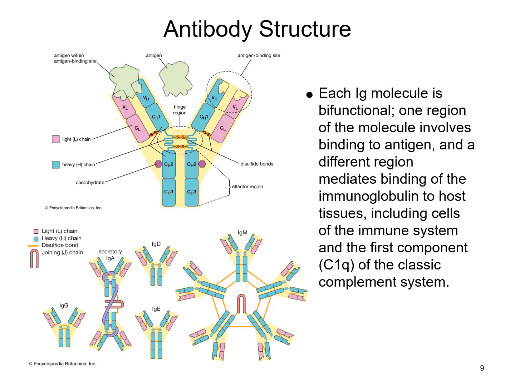So now let's discuss a little bit about the antibody structure. Antibodies exhibit diversity among the different classes, which suggests that they perform different functions in addition to their primary function of antigen binding. Essentially, each immunoglobulin molecule is bifunctional. So you have one region of the molecule that binds to the antigen, and a different region that mediates binding of the immunoglobulin to the host tissue, including the cells of the immune system and the first component of the classic complement system.